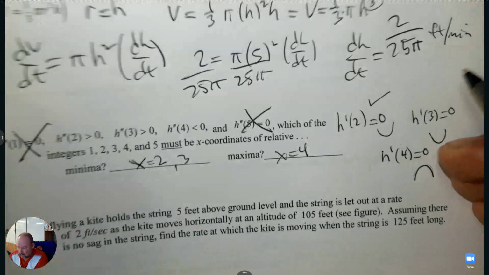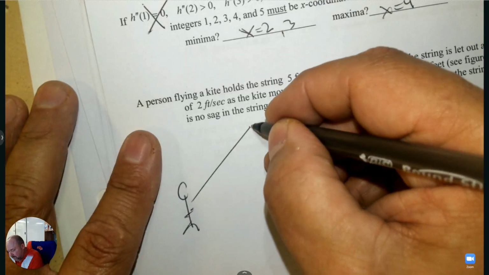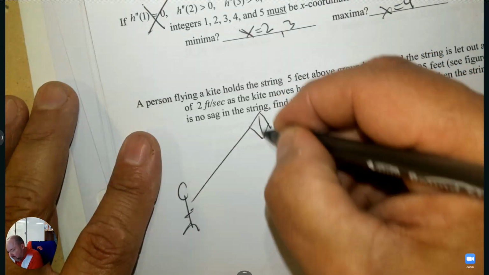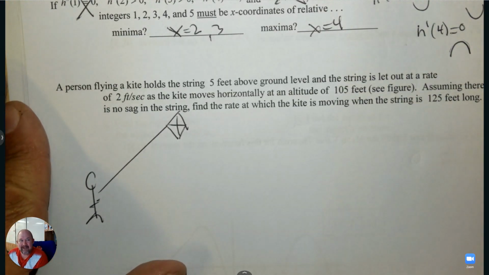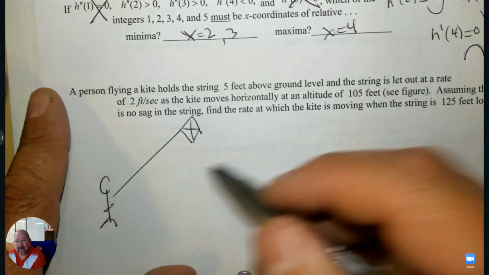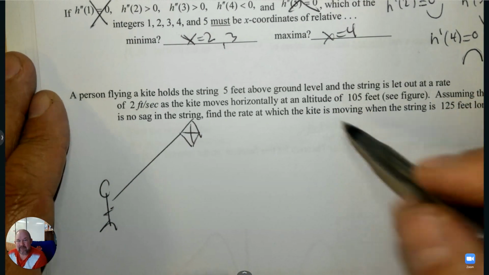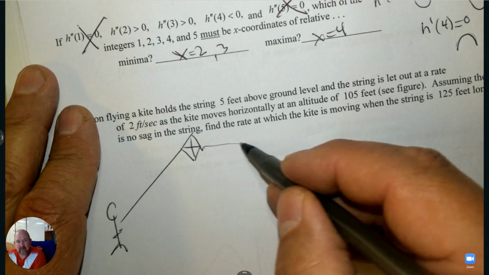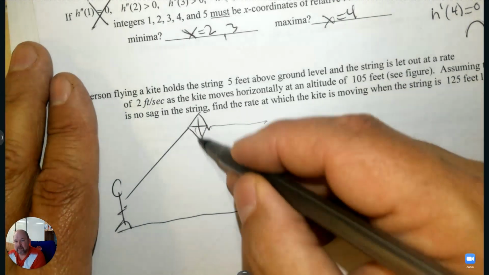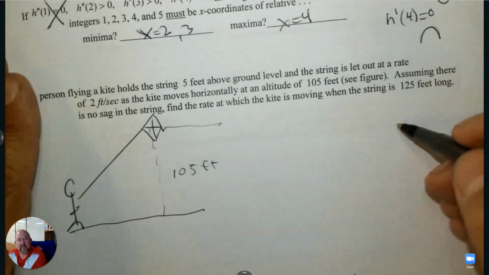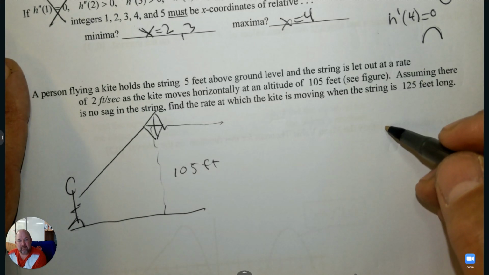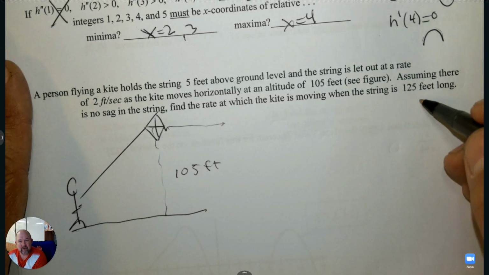I'm sorry. Next, a person is holding a kite. Who says Mr. G Math can't draw? I can draw. And it says the string is being let out at a rate of 2 feet per second, and the kite is moving horizontally at an altitude of 105 feet. Assuming there is no sag in the string, at the moment the string is 125 feet long.